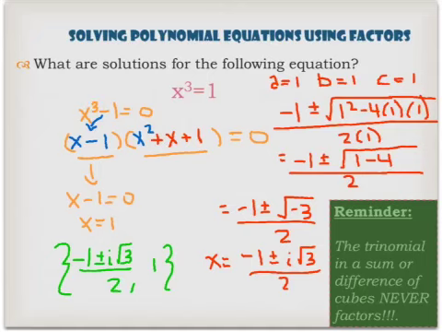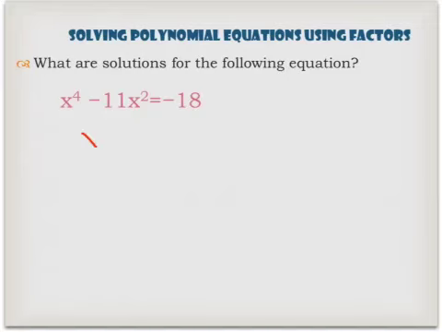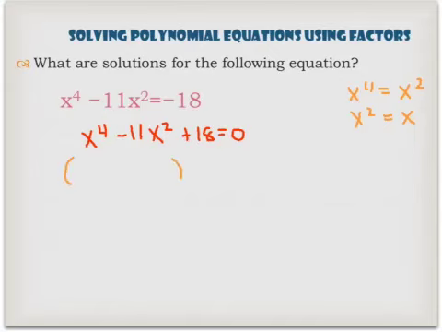So the first step is to make sure we're in standard form, so I'm going to go ahead and bring the 18 over. Now we need to factor this guy. So hopefully you remember how to factor the higher degree polynomials. We're going to treat the x to the fourth like it's an x squared. Treat the x squared like it's an x. So you could use substitution, or you can hop right into factoring.